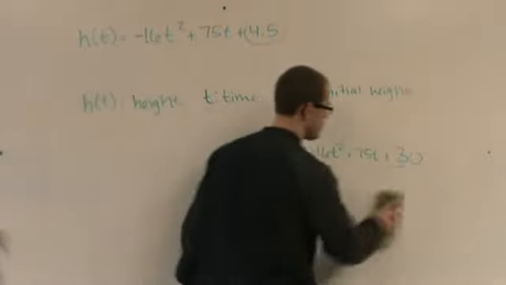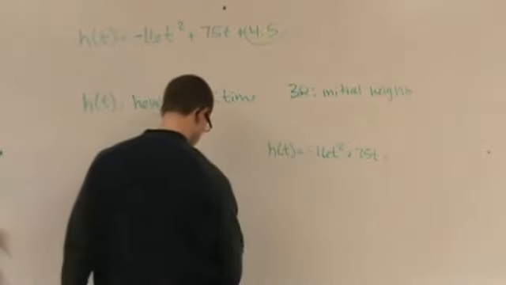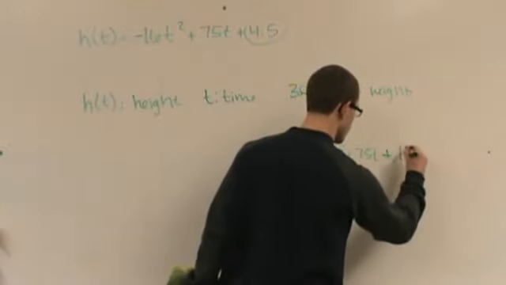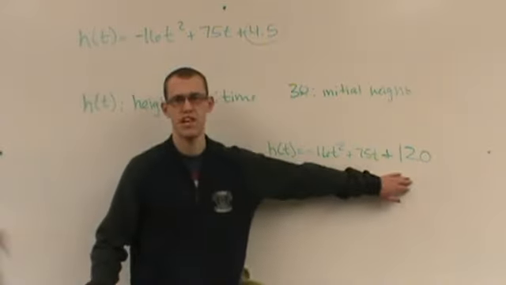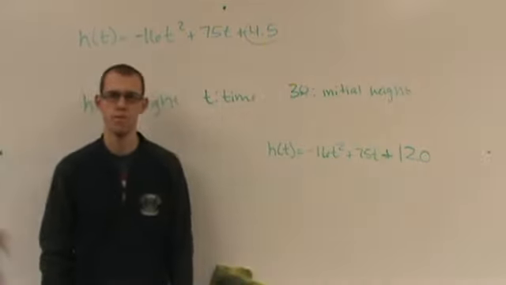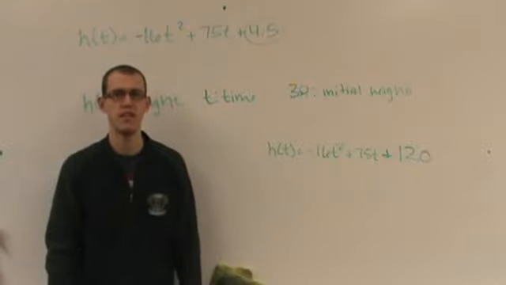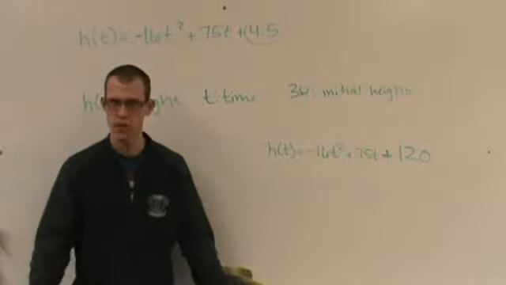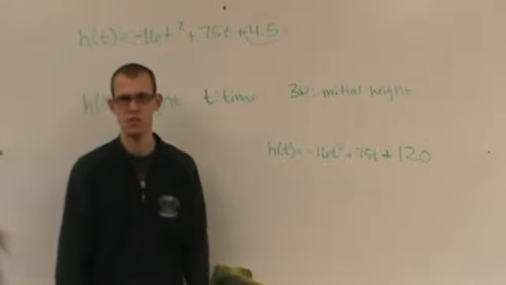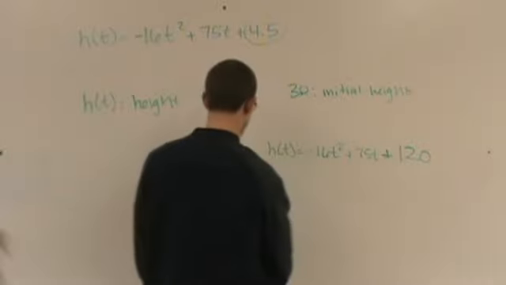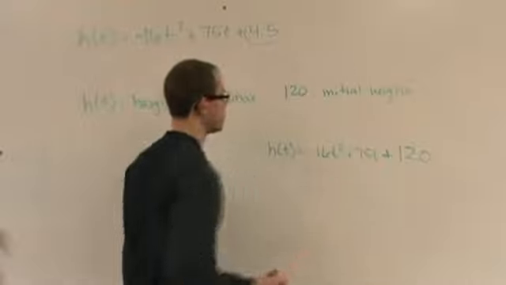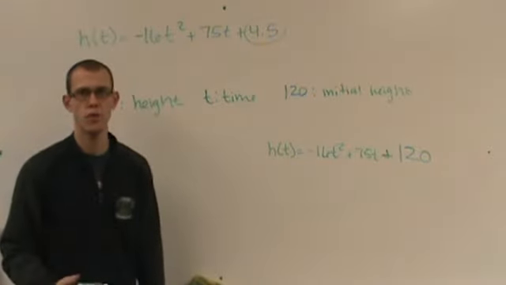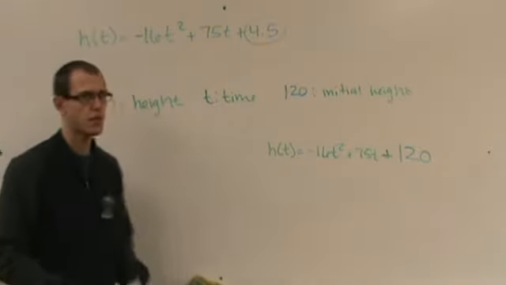And let's do one more example. I have that same equation, and look at the number I have at the end. 120. What is my initial height of this equation? It's 120 feet, because we don't know what we labeled it. So, initial height is 120.